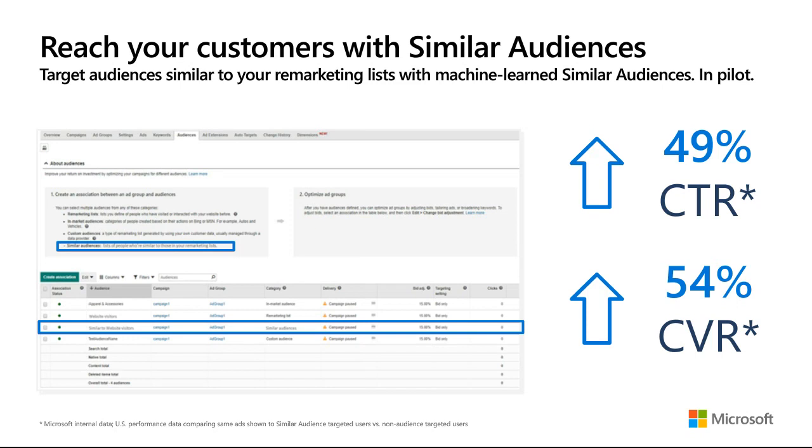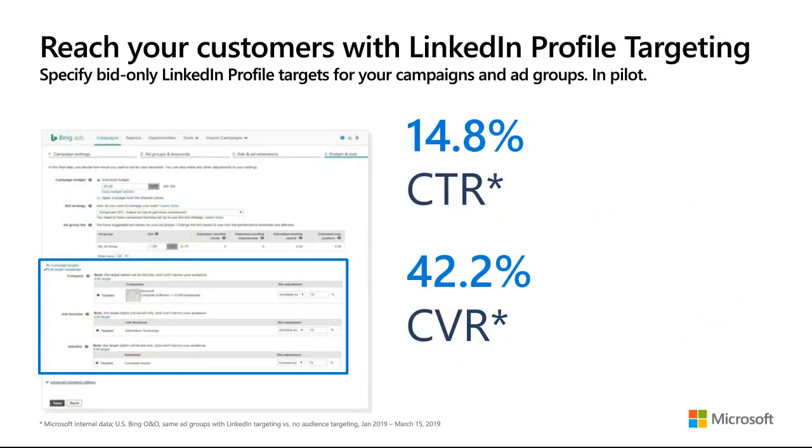With LinkedIn profile targeting, we're allowing you to target based on companies such as Microsoft or other company names. We're allowing you to target on job function, like software engineer or somebody in the medical profession. And we're also allowing you to target industry, so it could be people in the construction industry or technology industry. And when they are on Bing, we're allowing you to bid boost on those users.